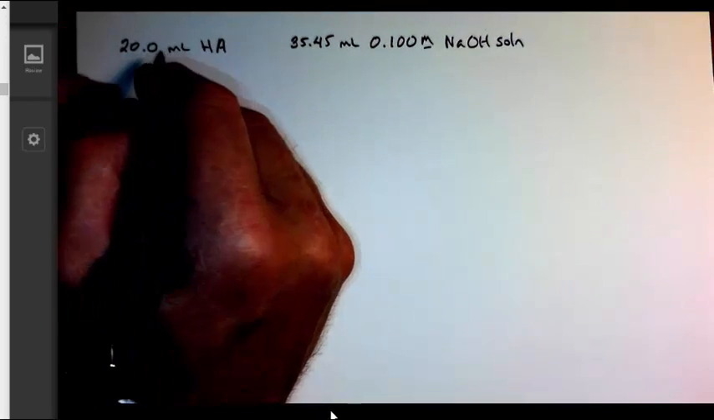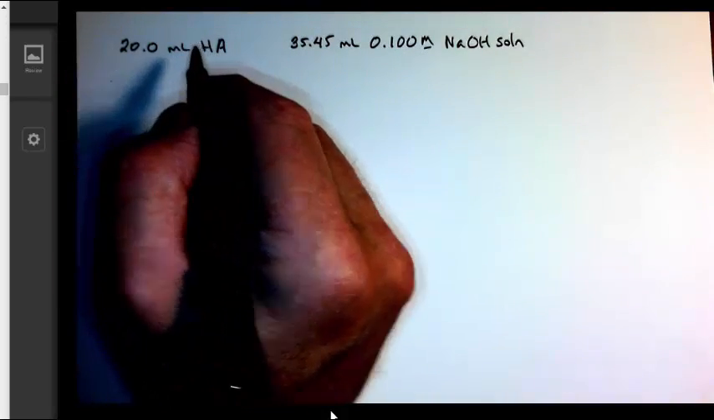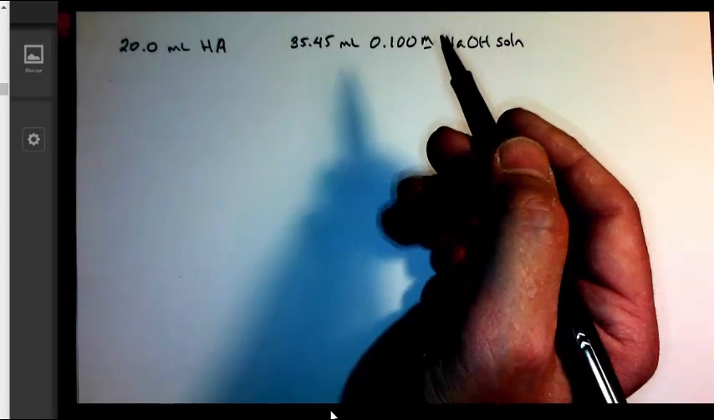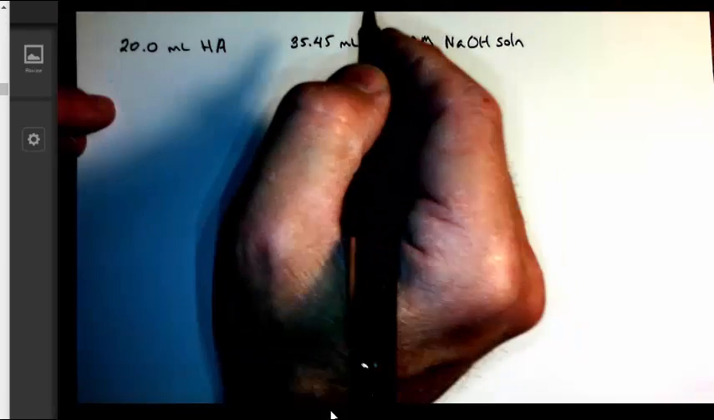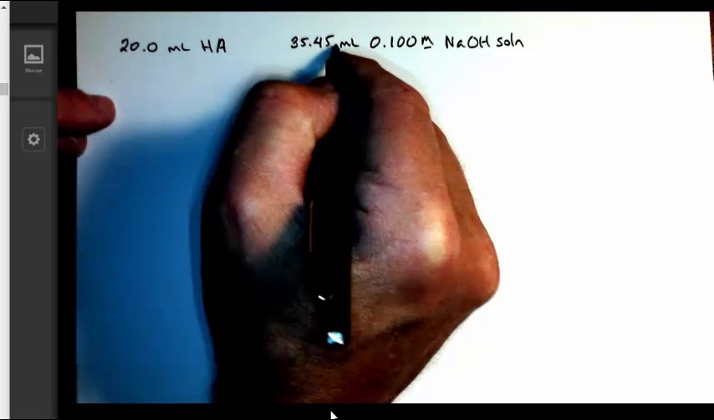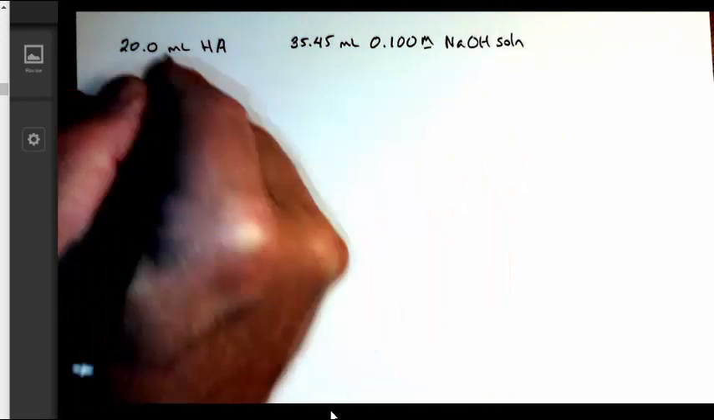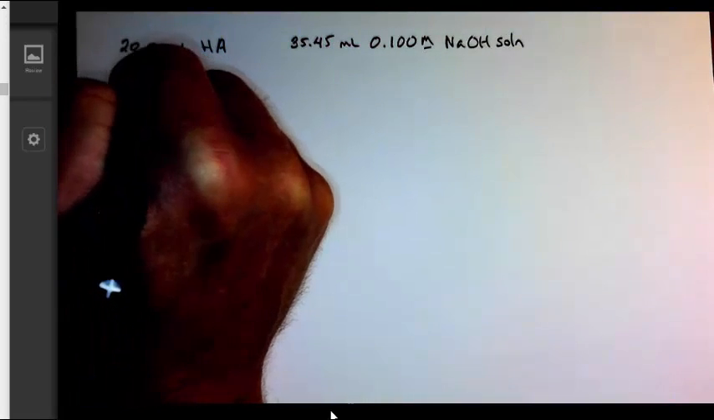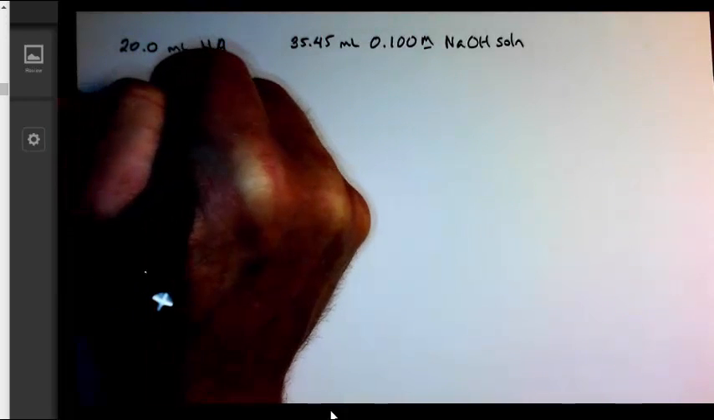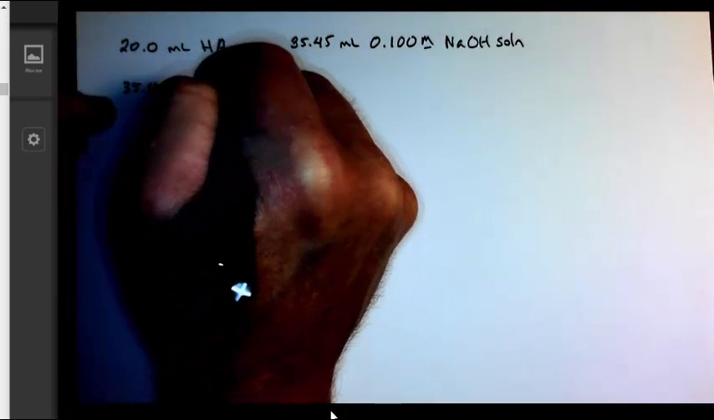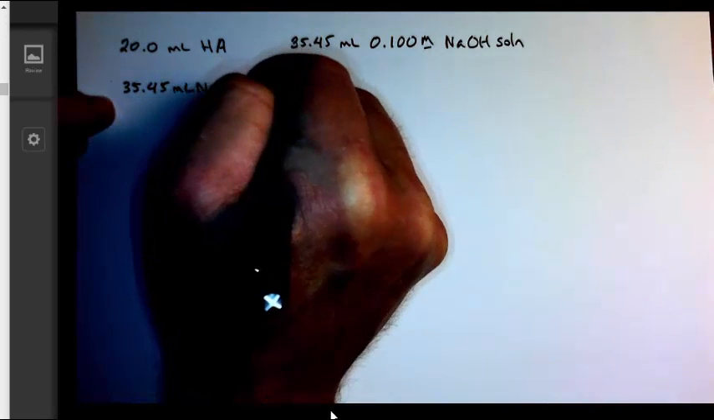So what we want to do is to find what the concentration of the acid is, and you can. This is all the information you need to do that, and I'll show you how that works. Okay. So we're going to start with a known amount. We know the amount of the base solution we used. We used 35.45 milliliters of this NaOH solution.